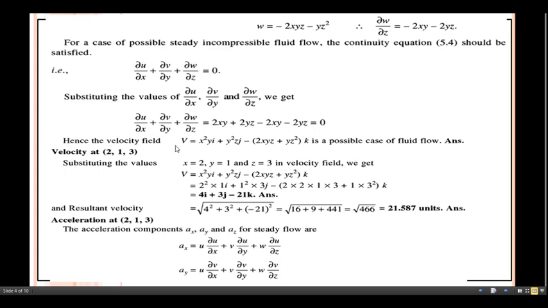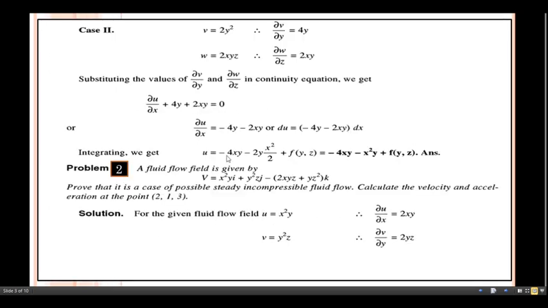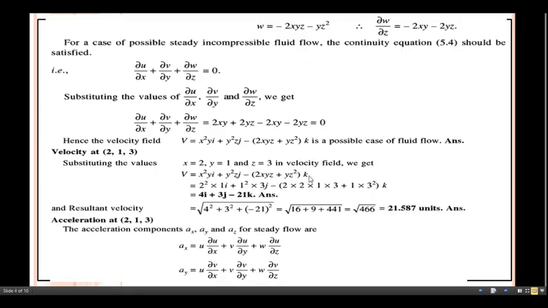This means the continuity equation is satisfied. Hence the velocity field V equals this relation written as it is. This relation is a possible case of fluid flow. Now, the velocity at (2, 1, 3). Substituting the values: what does this indicate? This is nothing but the x value. x equals 2, y equals 1, z equals 3 in the velocity field. Substitute the values of x, y, z into this equation and get the value of the resultant velocity.